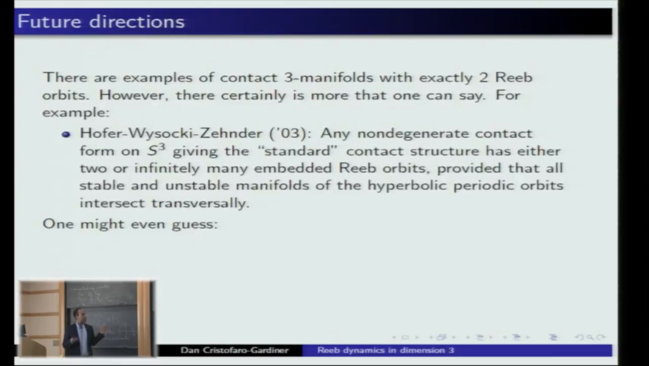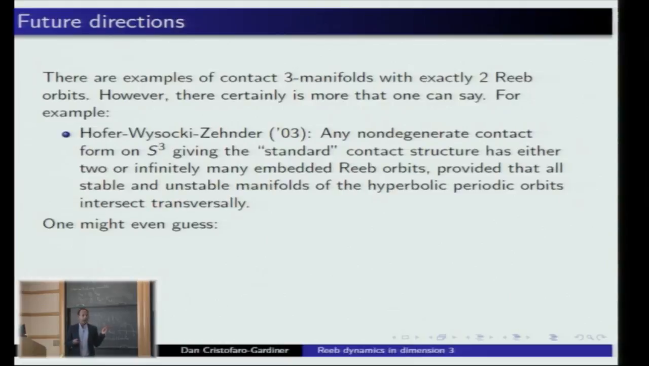but there's certainly more that one can say. For example, a very celebrated result of Hofer and his collaborators shows that if I have a non-degenerate contact form on S3 giving the standard contact structure, so again, I don't want to go into what the standard contact structure is, but this is a very large class of contact forms, then what they show is that the Reeb flow has either 2 or infinitely many embedded Reeb orbits, provided that a certain technical hypothesis holds.